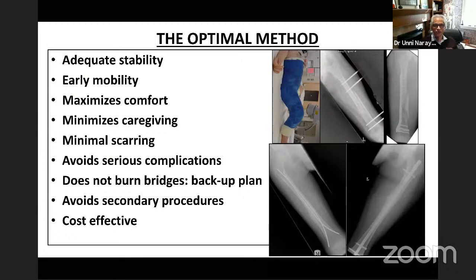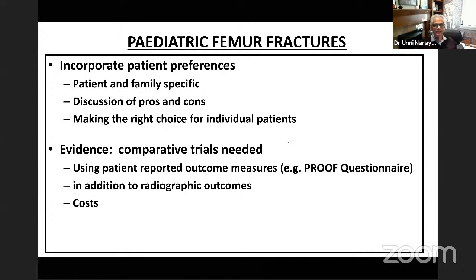The perfect method, or the optimal method, should ensure adequate stability, should ideally be associated with early mobility, maximize comfort, minimize caregiving burden, minimal scarring, avoid serious complications, not burn bridges, so always have a backup plan, avoid secondary procedures, and be cost effective. And I dare say none of our techniques can achieve all of those in every circumstance.